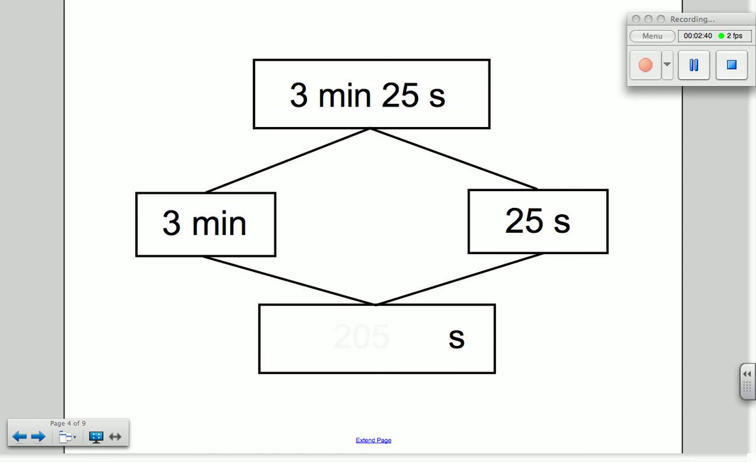We have 180. Again, a shortcut is to think about 3 times 6 instead of 3 times 60. We know 3 times 6 is 18. But since we were really multiplying 60, we add that 0 to the end, and now we have 180 seconds. Then we need to add the 25 seconds from the other side. A good mental math strategy would be to do 180 plus 20, that gives us 200, and then we add the 5 more, and that gives us 205 seconds.